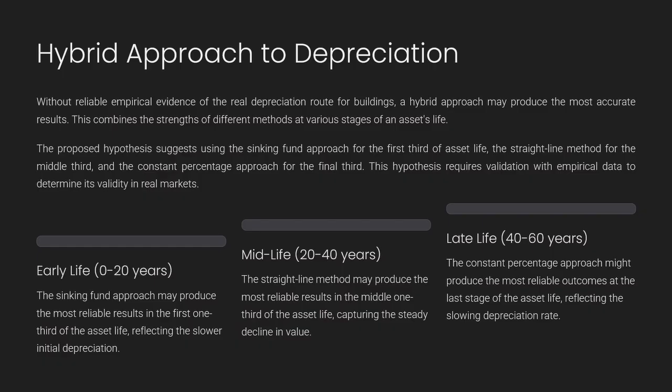So in the early life from 0 to 20 years, you can use the sinking fund approach, which may produce the most reliable results in the first one third of the asset life, reflecting slower initial depreciation. And in the midlife, 20 to 40 years, the straight line method may produce the most reliable results in the middle one third of the asset life, capturing the steady decline in value. And in the later stage, 40 to 60 years, you can use the constant percentage approach, which might produce the most reliable outcomes at the last stage of the asset life, reflecting the slowing depreciation rate.